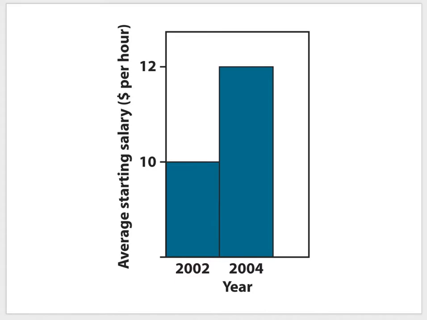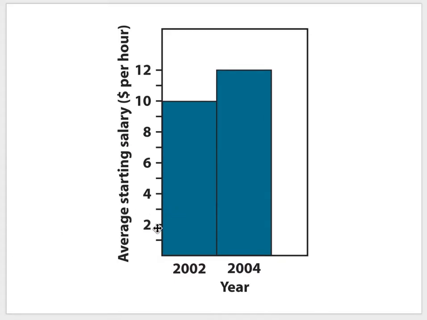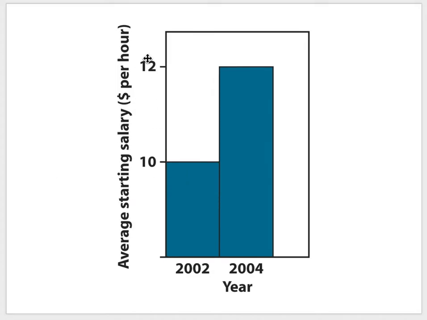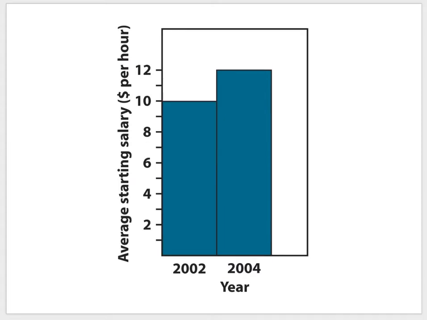But what's nefarious about this graph is the units on the y-axis. If they were actually to scale, going from 0 up to 12, you would see that, yes, the salaries went up from $2 per hour to $12 per hour, which is a pretty good increase, but it certainly didn't double. The only reason it looks like it doubled is because the y-axis is changed. All right, here's another one.